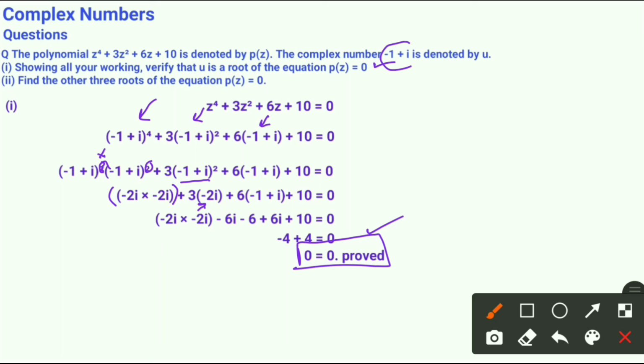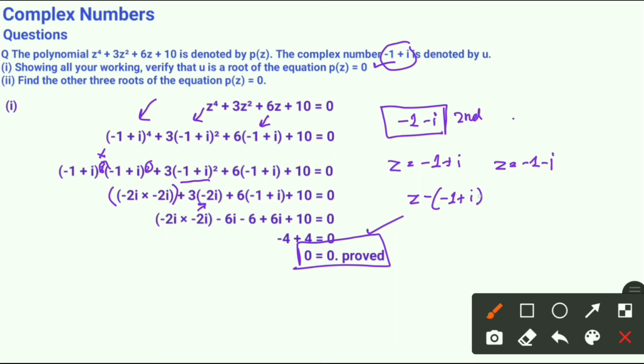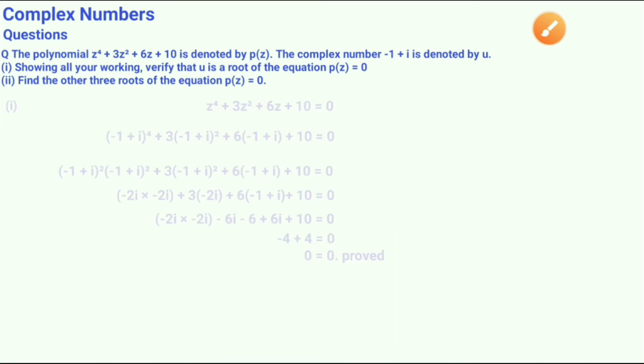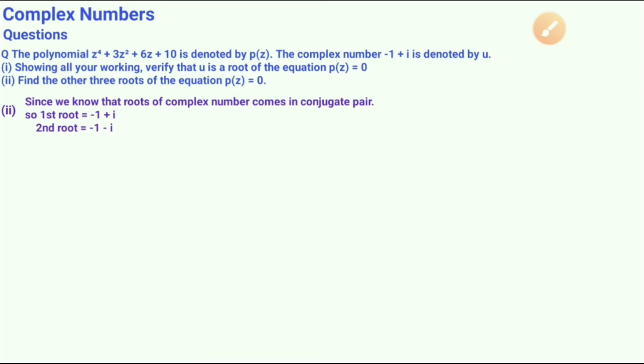Then find the other roots of the equation p(z) = 0. Since we know that this is a root, this will also be a root. Since the roots come in conjugate pairs, this is the second root. And now we need to find the other roots. Multiplying the roots, z is equal to minus 1 plus iota, z is equal to minus 1 minus iota. So z minus (minus 1 plus iota) multiplied by z minus (minus 1 minus iota). Multiplying this, we get the equation, and then we use the comparison method to get the other two roots.